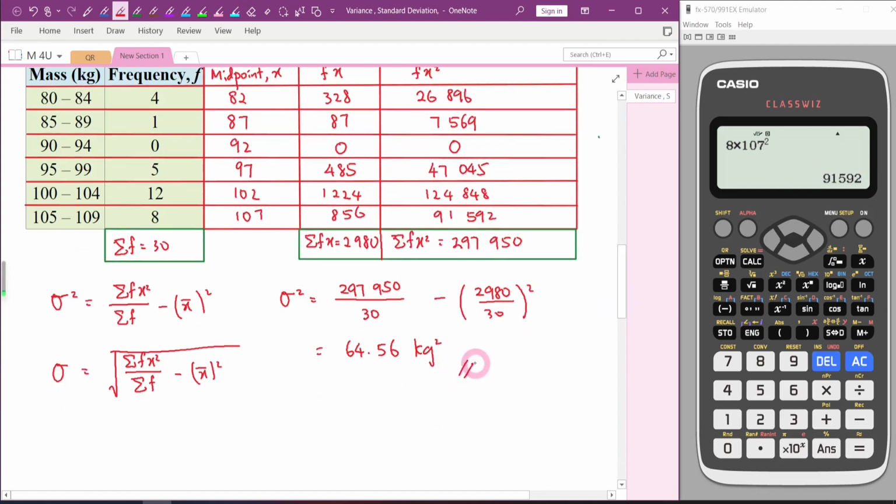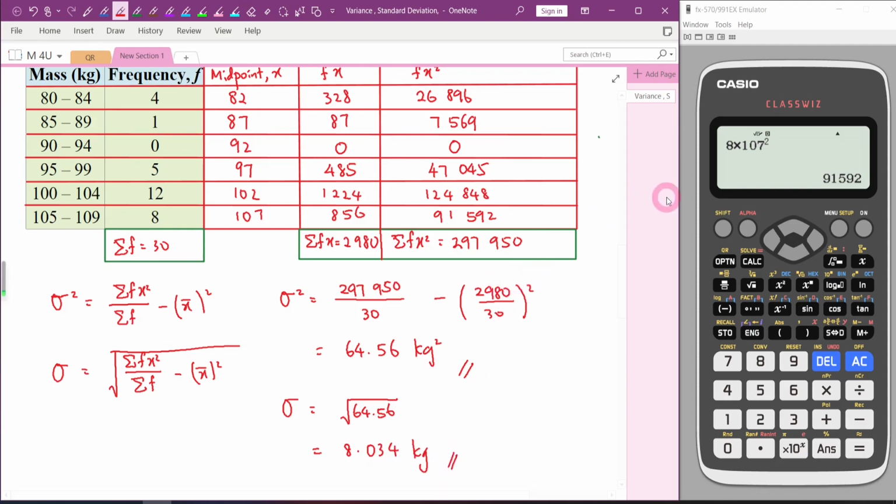The standard deviation will be the square root of the variance. Square root of 64.56. Let me correct the answer to 4 significant figures. It will be 8.034. Okay, kilogram.